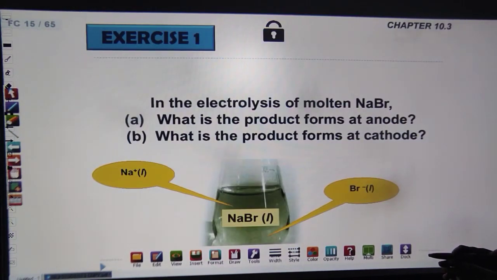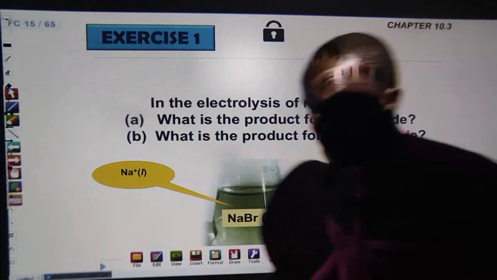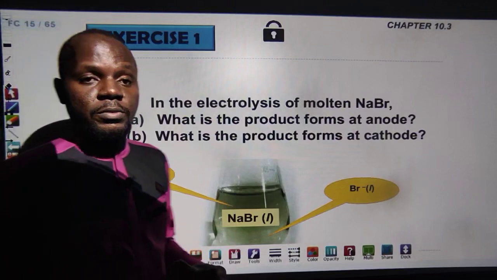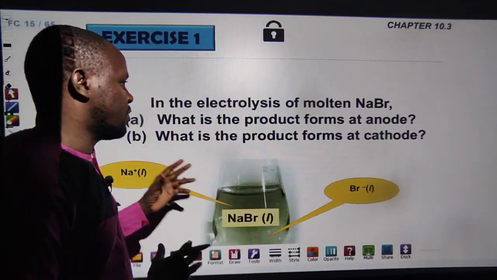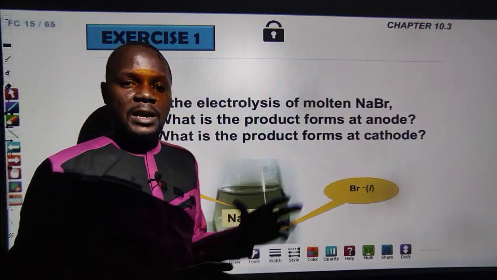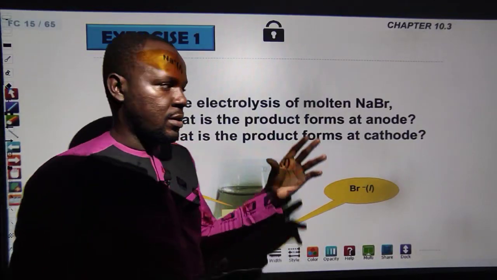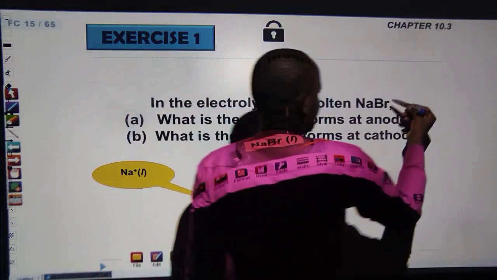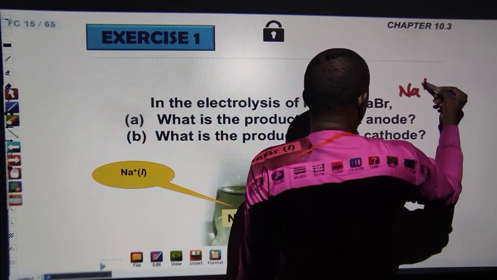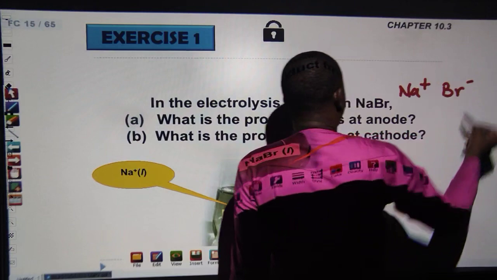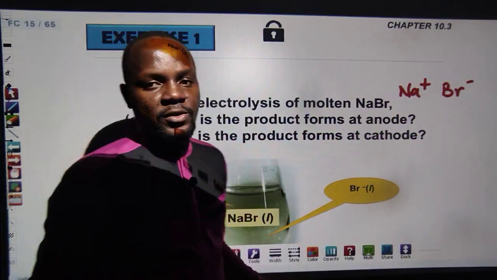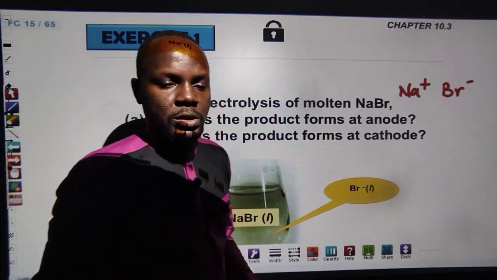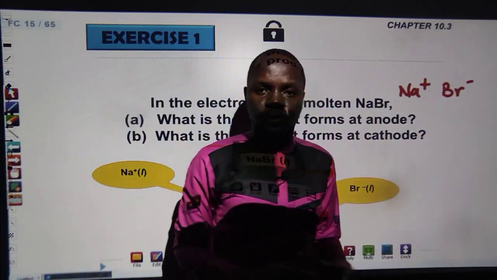The first exercise for us today, we can quickly do that. It's not going to waste our time. It says: in the electrolysis of molten sodium bromide, NaBr, what is the product formed at the anode? What did I tell you about that? Ionize. You have to ionize. Ionizing this will give you Na plus and Br minus. So the first thing is to ionize. When you ionize, this one here moves to the cathode and this one here will move to the anode.